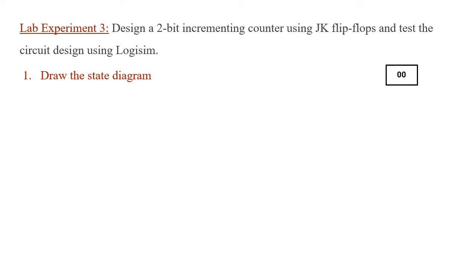In the next state, we have 0, 1. Notice that we're just incrementing. So from 0 transitioning to 1. The next state will be 1, 0. Then we have 1, 1. So that's the last state in our 2-bit incrementing counter. But since this is a counter circuit, then just like with any counter, you always reset back to 0 if you reach the last state.